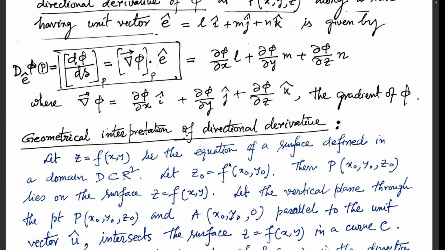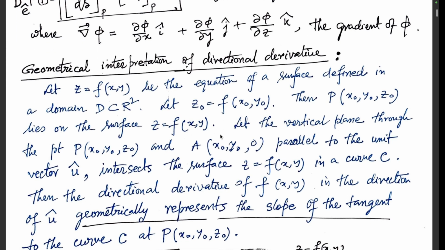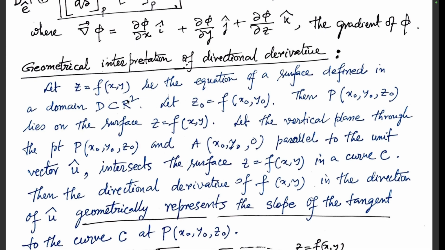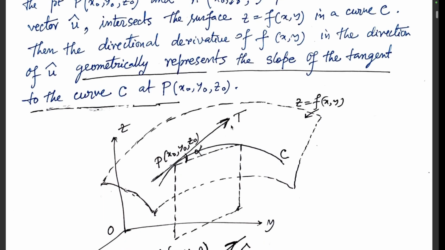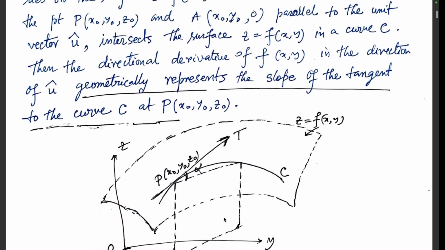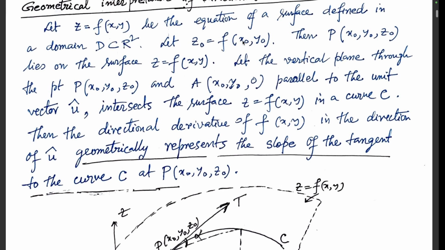Now the geometrical interpretation of the directional derivative. Let z equal f(x, y), where z is the dependent variable and x and y are independent variables, be the equation of a surface defined in a domain D, a subset of the Cartesian plane R2. So this is the figure, this is the surface f(x, y), this is the xy plane, and this is the domain of the function. Let z0 equal f(x0, y0).